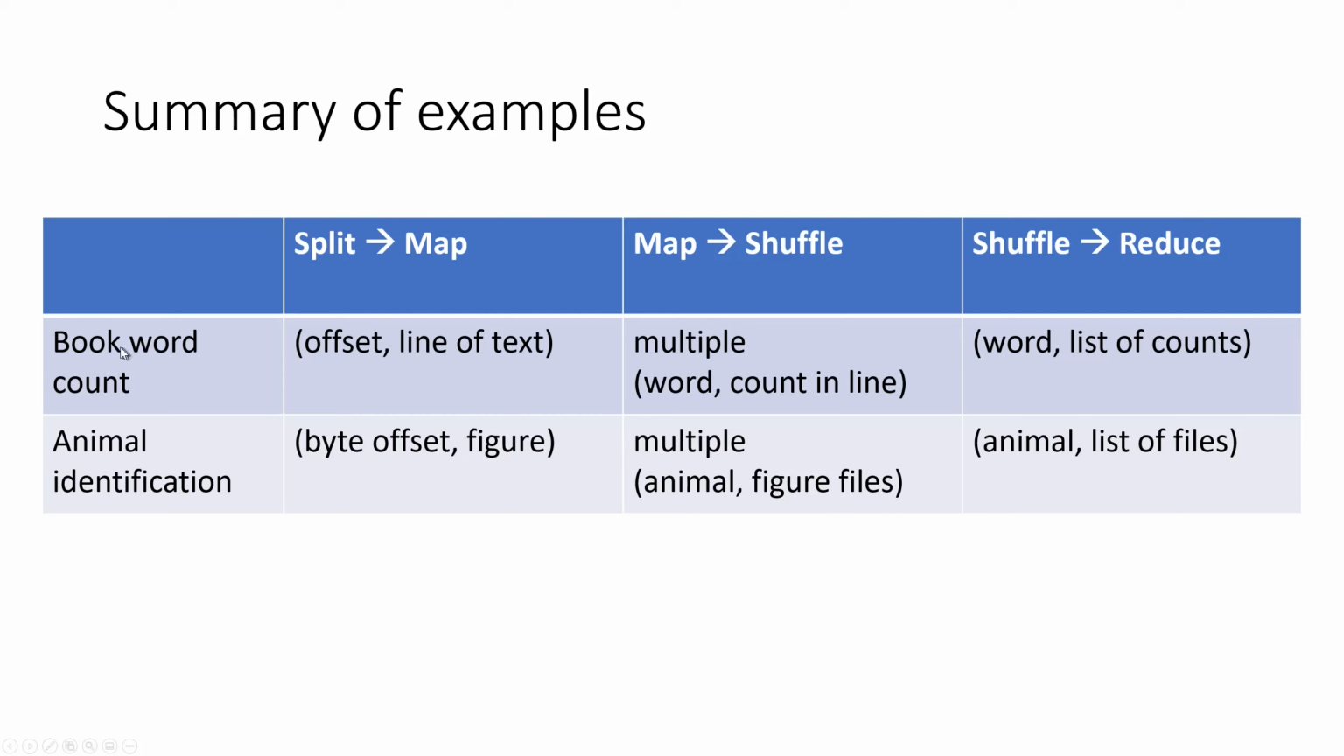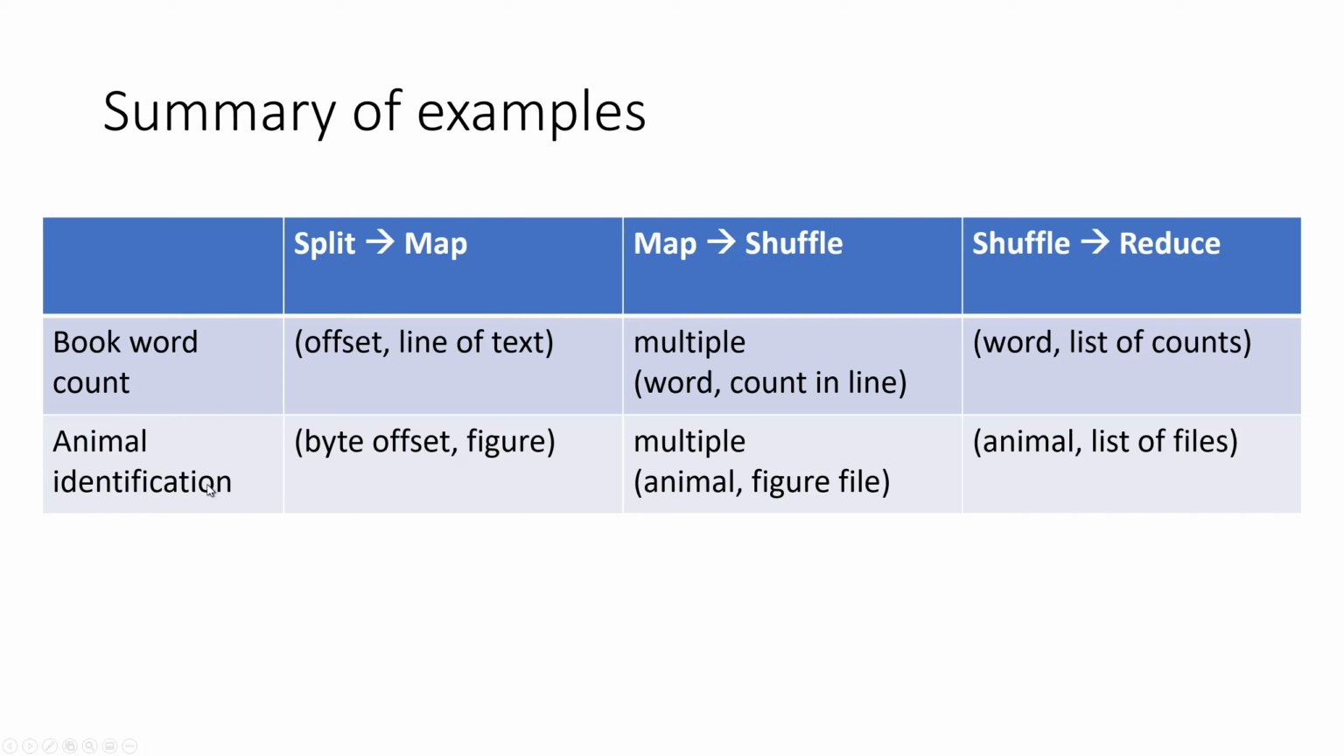So in the book word count example, what we get from split into the map instance is an offset into the text file and the line of text that was just read. Then the map will count the number of times that each word appeared in a line. So it will generate multiple outputs, one output for each word, and then each word will have a count telling how many times that word appeared in that line. And then the shuffle will take this output from all maps and then join them. So it will send to the reduce instance a key, which is the word, and then the list of all counts of how many times that word appeared in all lines in the book.